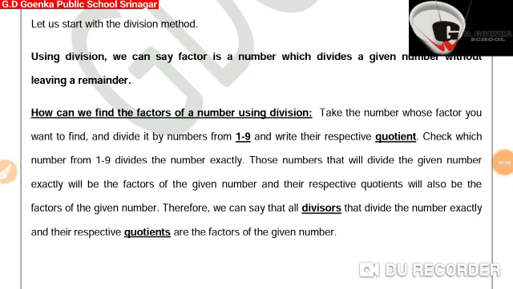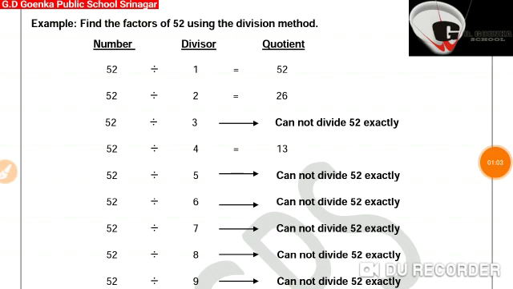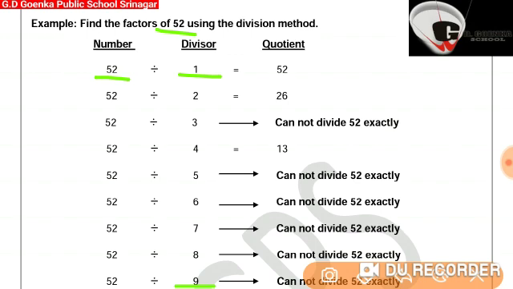So how can we find the factors of a number using division? We'll take the number whose factors we want to find and divide it by numbers from 1 to 9 and write their respective quotients. For example, we want to find the factors of the number 52. So for that, we'll take the number 52 and divide it by numbers from 1 to 9 and see which number divides it exactly and which does not.